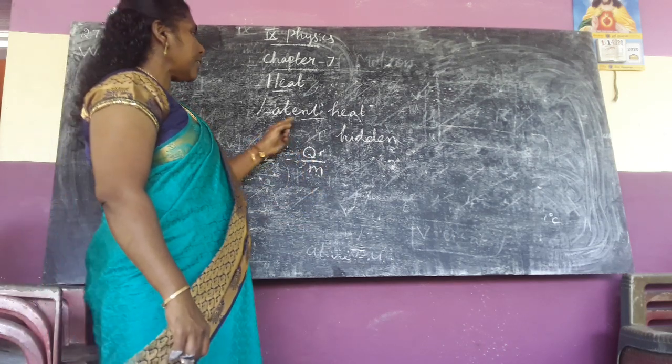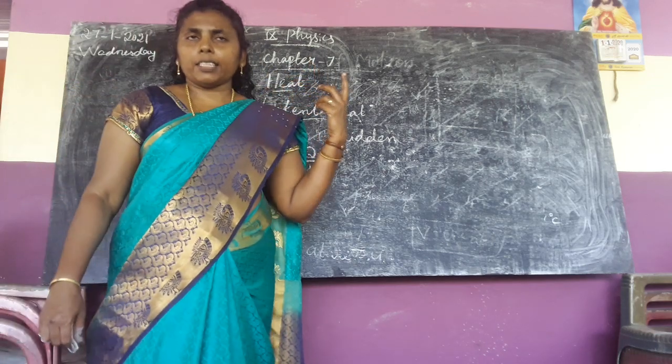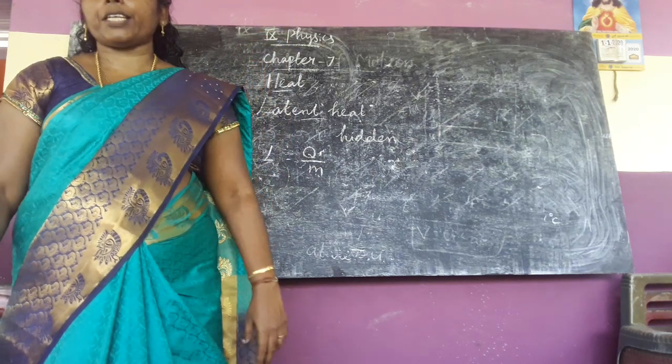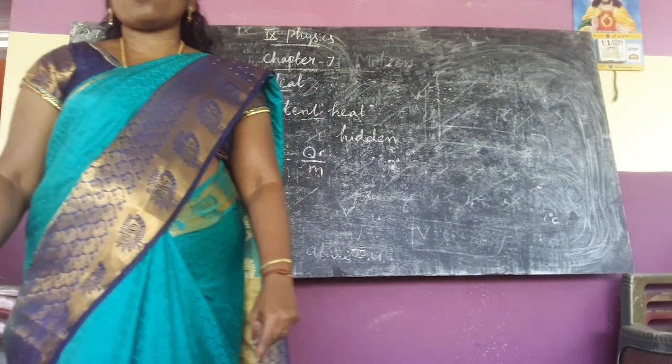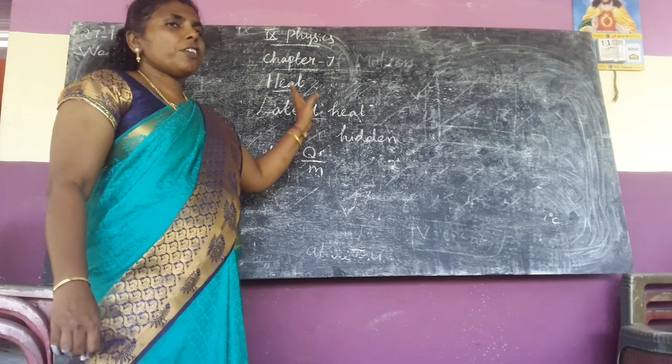Now we can learn the definition for specific latent heat. So specific latent heat is defined as the amount of heat energy absorbed or liberated by unit mass of a substance during change of state without causing any change in temperature. So that will be a specific latent heat.